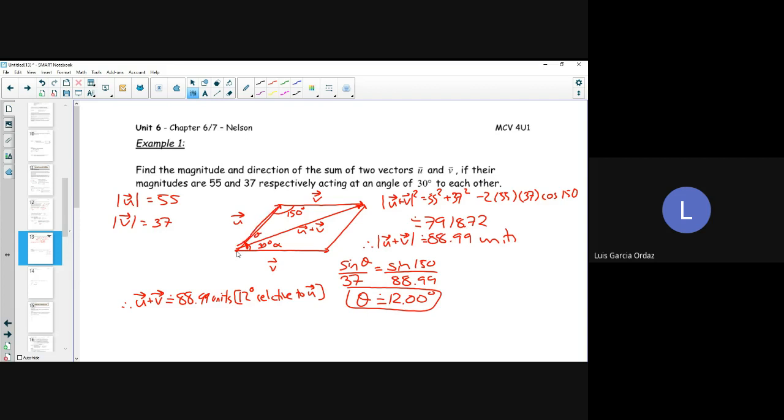However, if we were to find it for this side over here, where u plus v is equal to 88.9 units, it would be 30 minus 12 degrees, so it would be 18 degrees relative to vector v, if we were to find it for the other side.